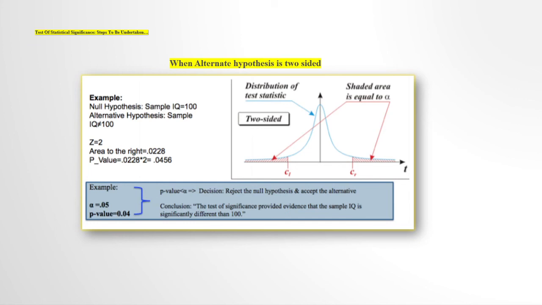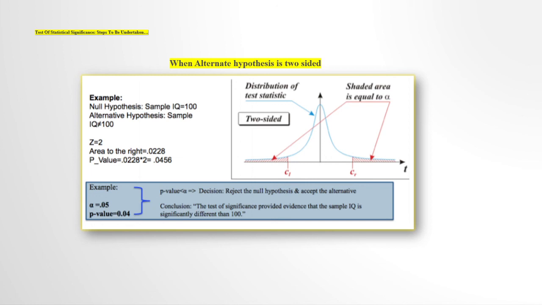Now see, this is being shown here. It shows the condition when the alternative hypothesis is two-sided. The shaded area is the alpha, shown on both sides. Here is an example where the null hypothesis says the sample IQ is 100, while the alternative hypothesis says the sample IQ is not equal to 100. The value of z, as we know, is 2. The area to the right of z comes out to be 0.0228. For considering both sides, this needs to be multiplied by 2, so that comes out to be 0.0456.